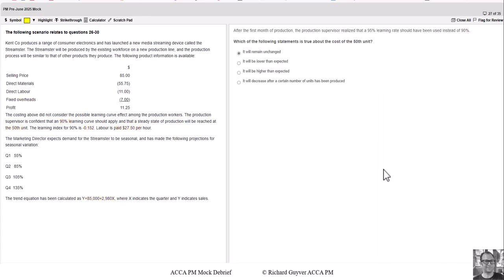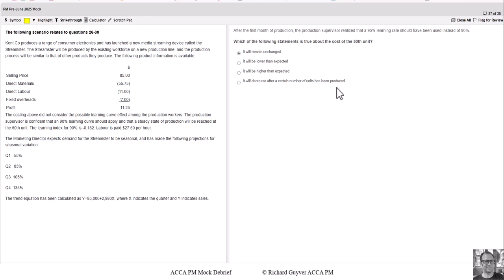We haven't actually answered this question. Which of the following statements is true about the cost of the 50th unit? After the first month of production, the production supervisor realised a 95% learning rate should have been used instead of 90%. What will happen then? Will it remain unchanged? Will it be lower, higher, or will it decrease after a certain number of units?